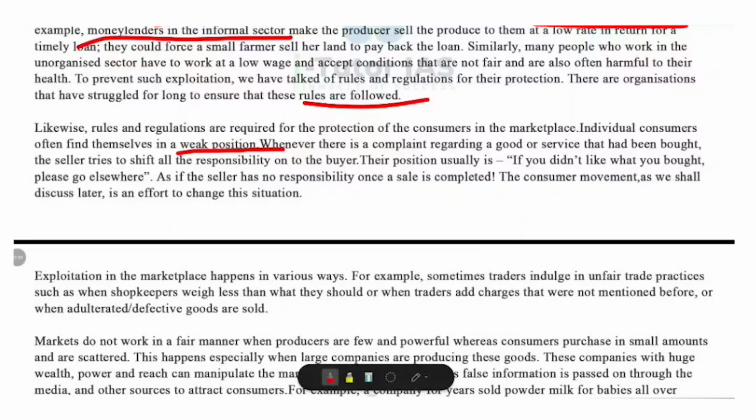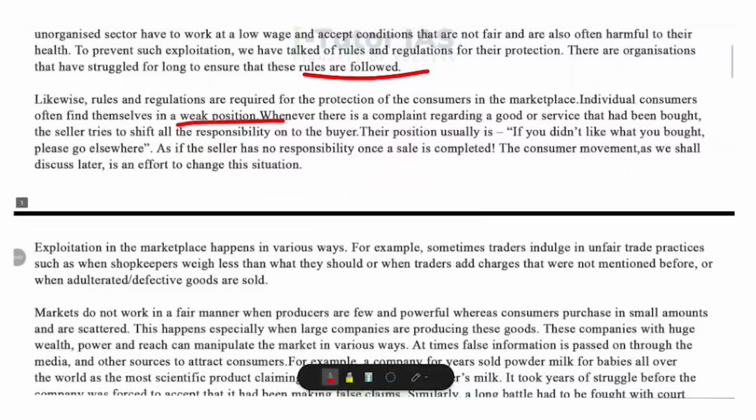Here, the seller puts all the responsibility on the buyer, which is unfair. Many sellers act as if their job is done once the product is sold. So this leaves the buyer with no protection. To fight against this unfair situation, a consumer movement started. Its goal is to make sure that sellers also have responsibility towards buyers.